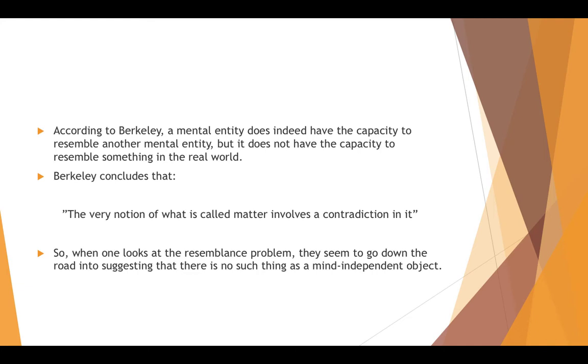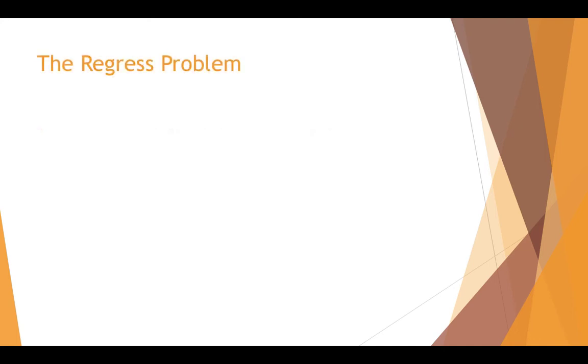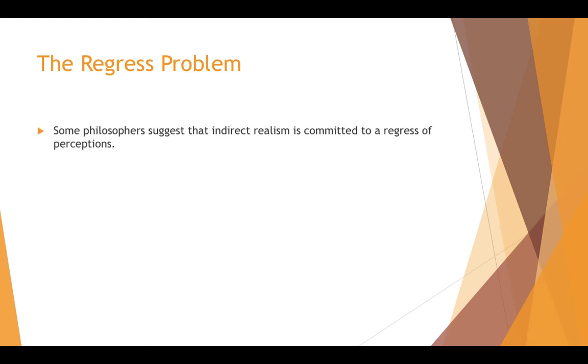And then we go take that and then conclude that there's no such thing as a mind-independent object. That's very strong. So we can look at other ways we can come to a different conclusion in the discussion section. Secondly, there's the regress problem. Some philosophers suggest that indirect realism is committed to an infinite regress of perceptions.